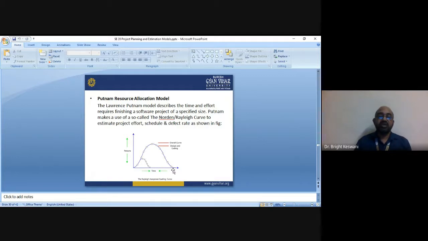So we can have three things. First is requirement analysis and design. Second is implementation and testing. And third is final integration and final testing.